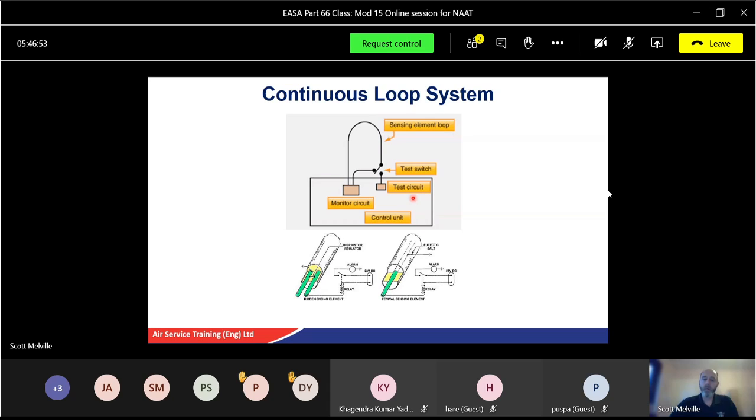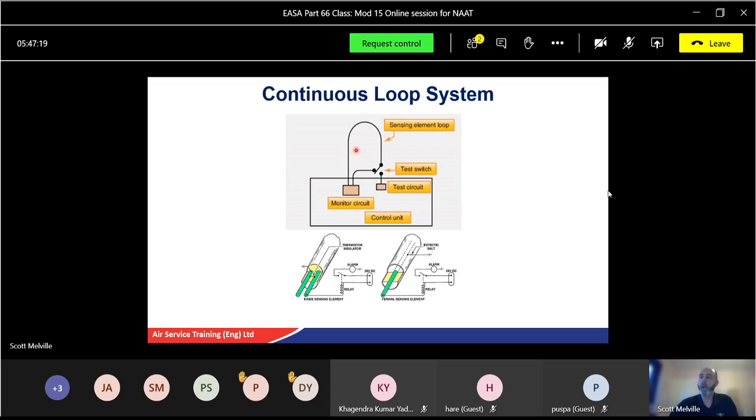This is an example of the single wire continuous loop type system. So you have a monitoring circuit, a test circuit, test switch, and then the sensing element all through the control. Now we've got one back at the hangar that we use on an aircraft. It's an old Whirlwind helicopter, and we get the students to actually test the output and the input, and they get to read the electronic diagrams. They get to test it, and so far it's still working.